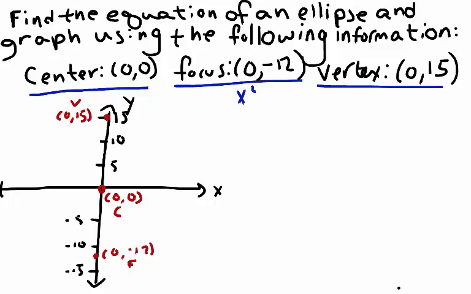is of the form x squared over b squared plus y squared over a squared equals 1, where a is greater than b is greater than 0, and b squared equals a squared minus c squared.